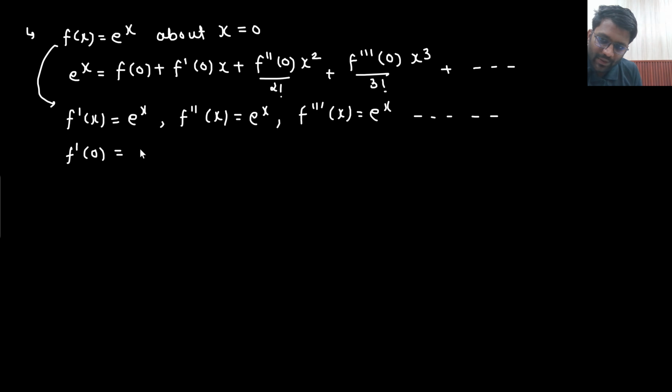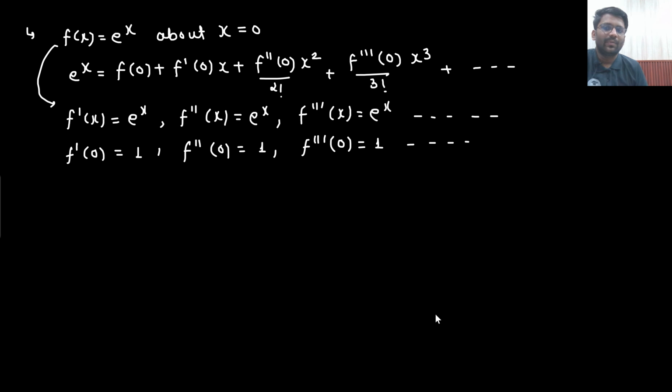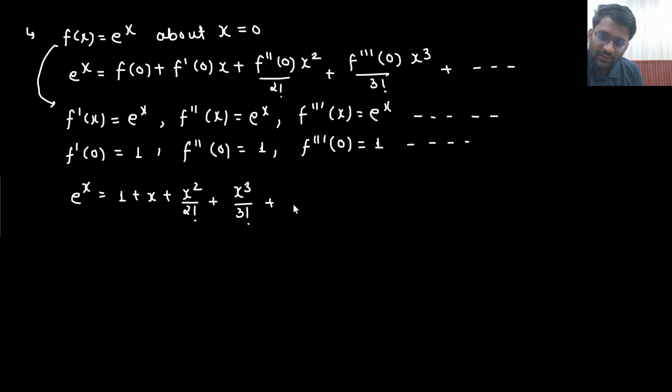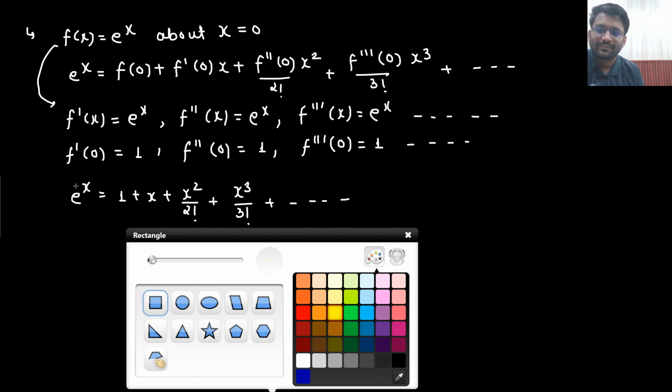Now put x equals 0 here. If I put x equals 0, what will I be getting? E to the power 0, that will be 1. So this will be 1, 1, 1, 1 only. Now what is the value of e to the power x you are getting? f of 0 is 1, f dash 0 is 1, this is also 1, this is also 1, and so on.